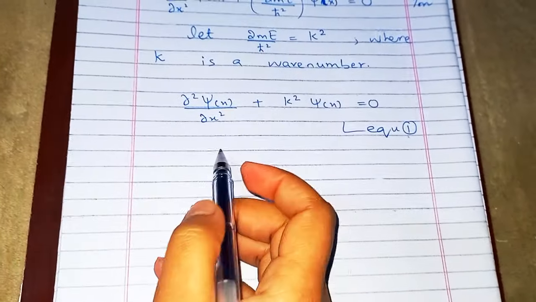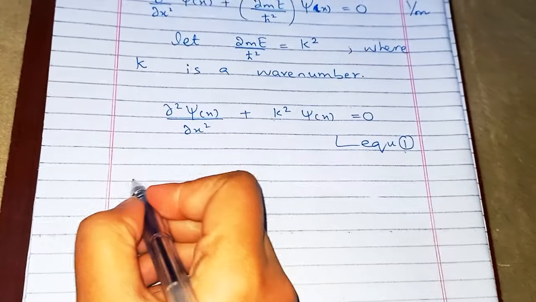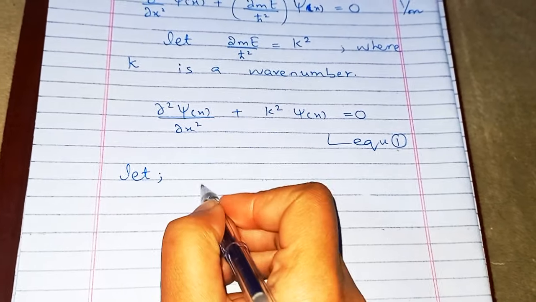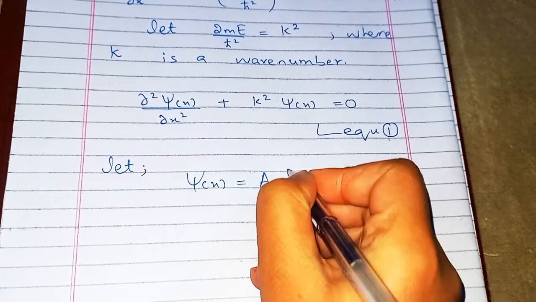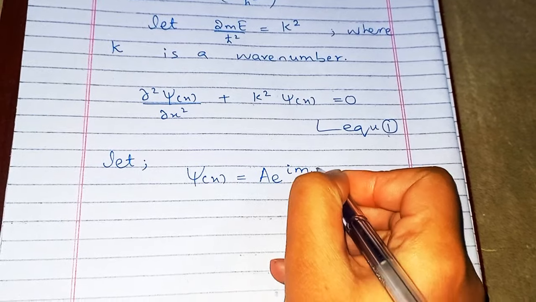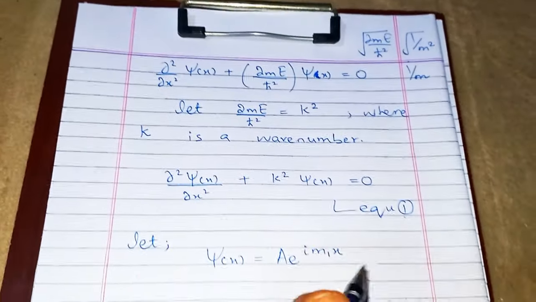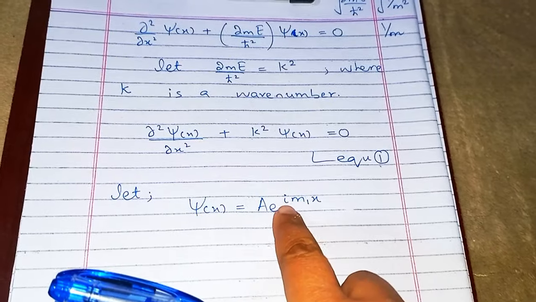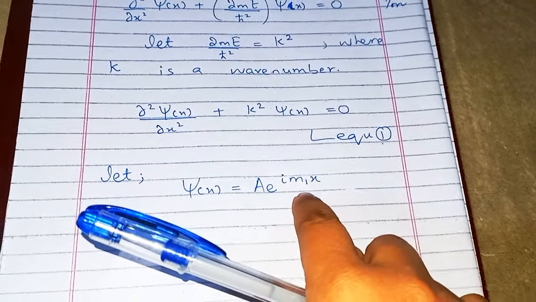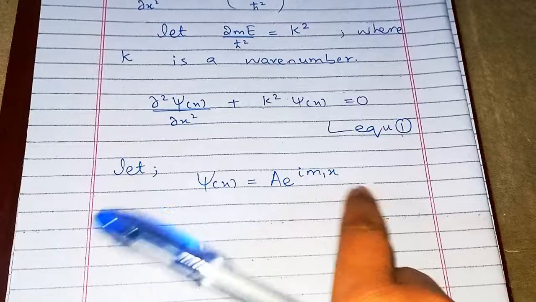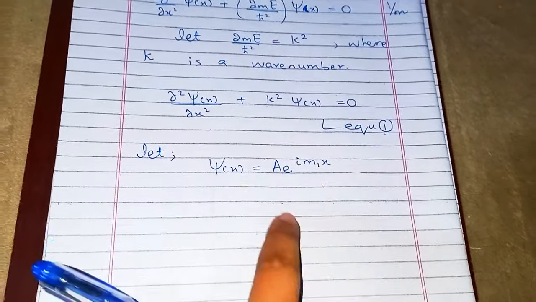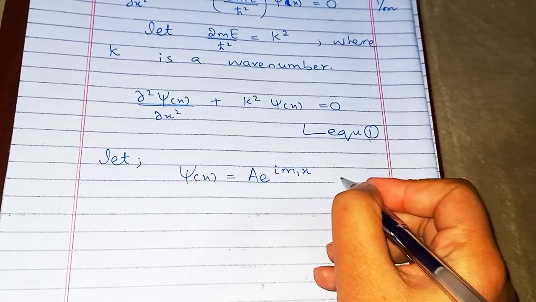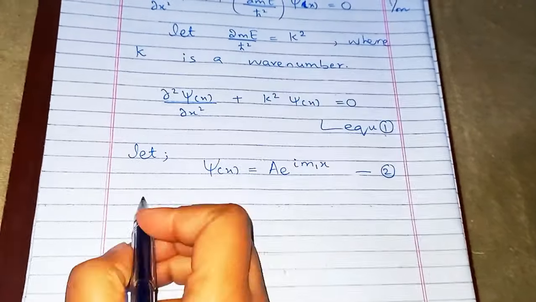So you should know the method to solve such differential equations, and for that purpose I'm going to let psi of x equal a e to the power iota m1x. I'm using m1x because here we have mass, so you should not confuse that mass with that number m1. Here m1 is a random number. I'm just supposing it for the sake of solving this differential equation, and it is not mass, it is just a number, and I'm going to call it equation number 2.